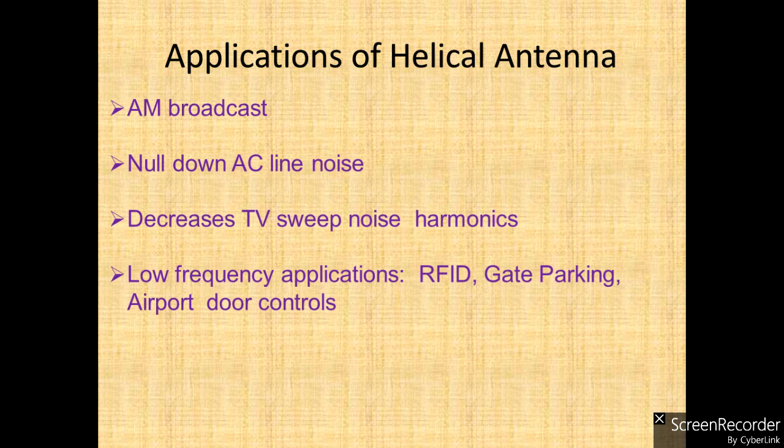Then, coming to the applications of the helical antenna, it is widely used in AM broadcast, and it is also used to null down AC hum noise and to decrease TV stripe noise harmonics. At low frequencies it can also be used for RFID applications, gate parking and airport door controls. So these are very good applications of the helical antenna, which are used in industry and commercially.